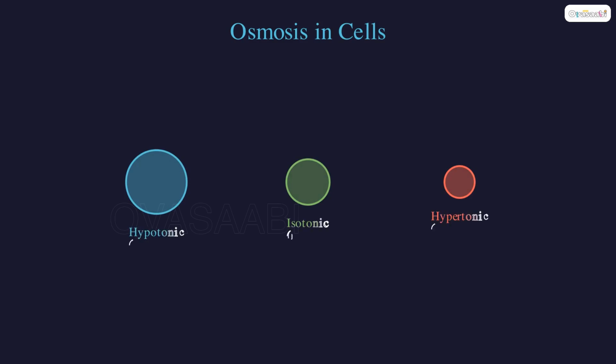In hypotonic solution, water enters and the cell swells. In hypertonic, water leaves and the cell shrinks. Isotonic means balance.